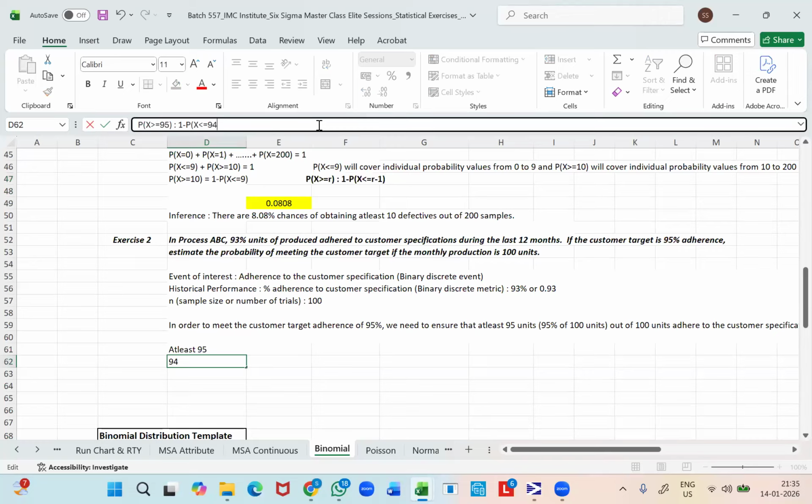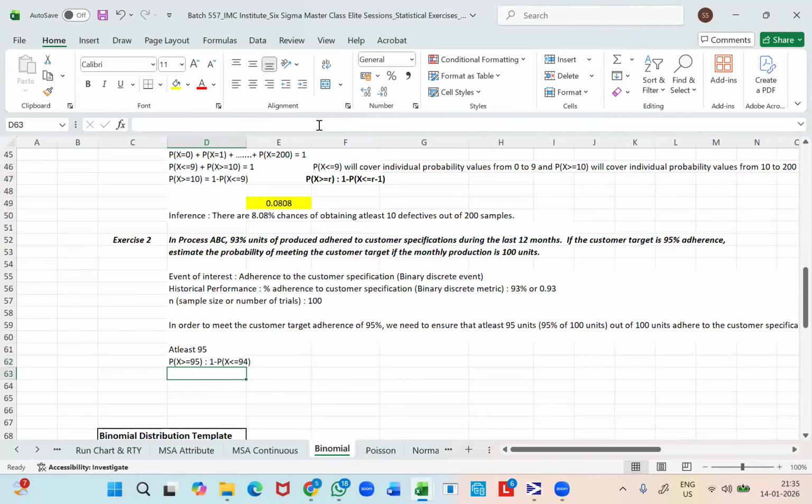One number less than 95. So this is how I need to perform the conversion of greater than or equal to into less than or equal to. So you can see this notation. That's why I gave the standard notation. P of x greater than or equal to r can be rewritten as 1 minus P of x less than or equal to r minus 1. The same logic has been applied here. So P of x greater than or equal to 95 can be rewritten as 1 minus P of x less than or equal to 94.